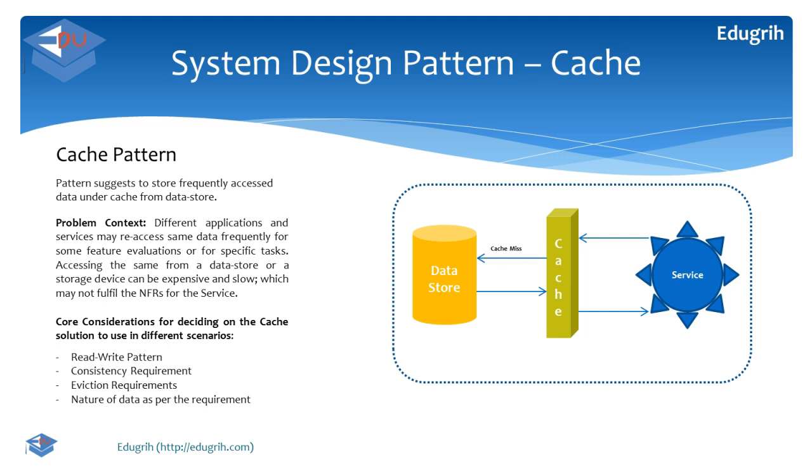So core considerations for deciding on the cache solution to use in different scenarios. Important aspects, 4 of them. Read-write pattern, consistency requirement, eviction requirements, and nature of data as per the requirements. Nature of data means static data, real-time data, dynamic data, or even the nature of data in the sense whether it's a doc, whether it's an image, whether it's streaming data.